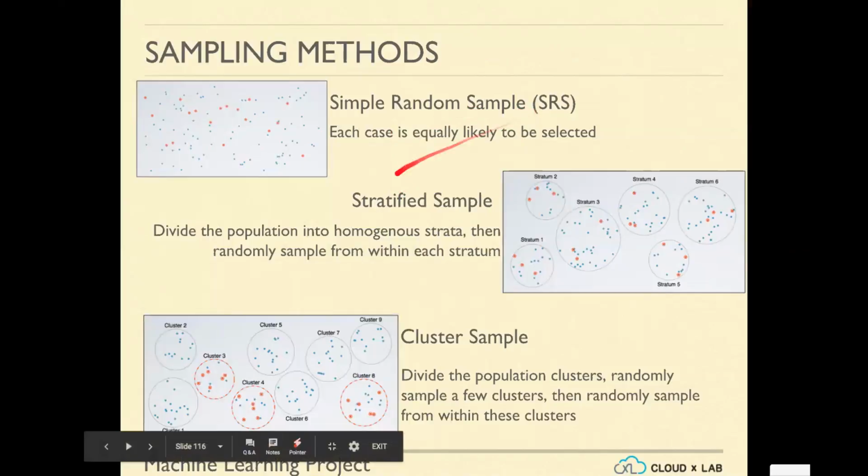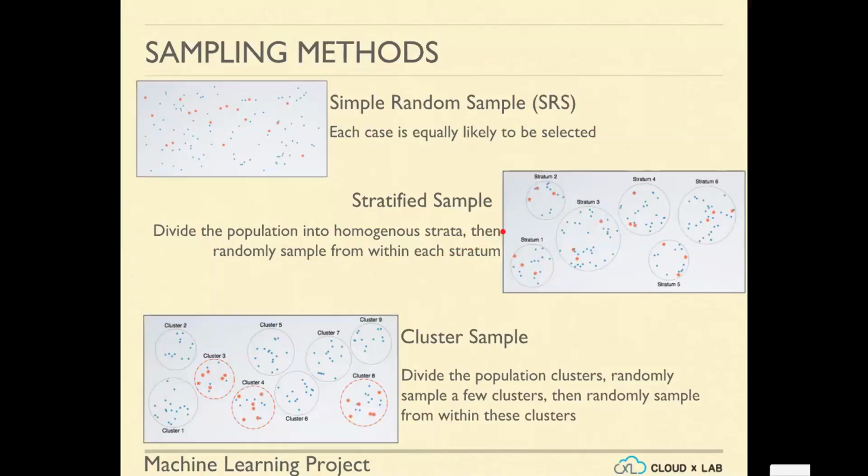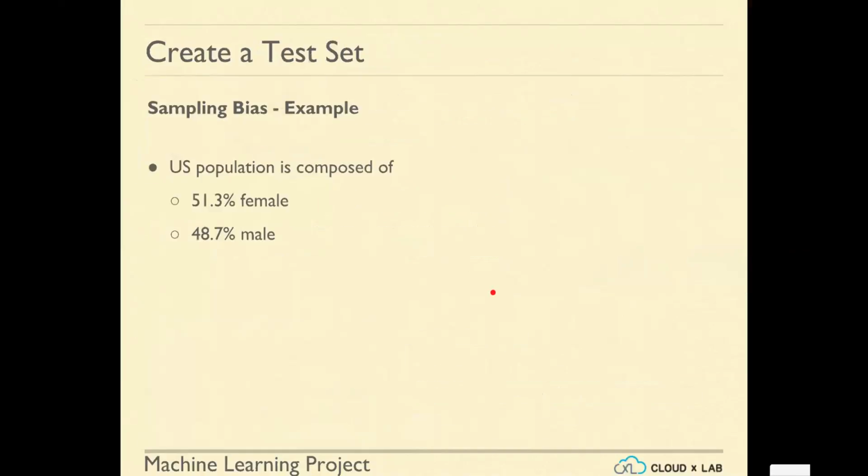We'll compare the two, random sampling and stratified sampling, and then you will get the idea that stratified sampling is definitely better. Now, sampling bias is another example.